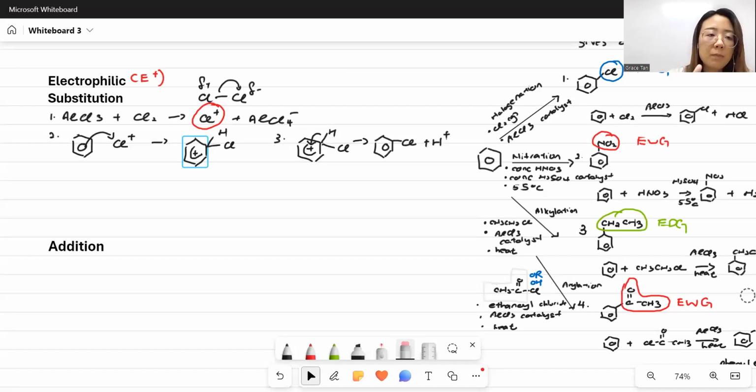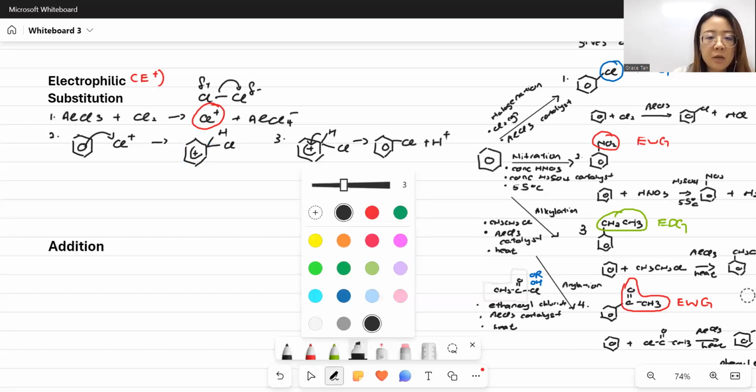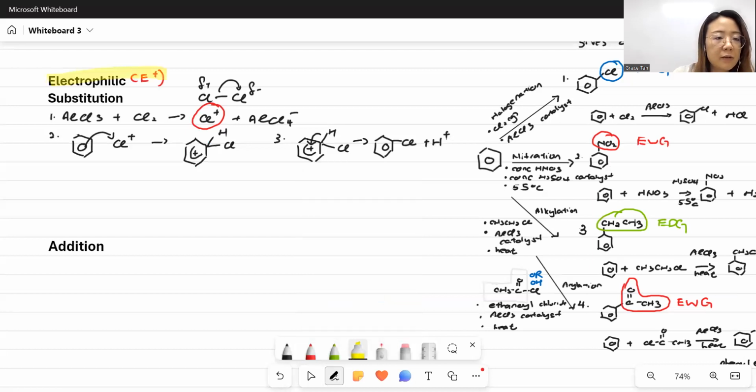So compounds do not like to be unstable. They like to maintain the stability. Hence, they like to keep the 3 pi bonds inside the ring. So that's why the third step has to reform the third pi bond. So there are a total of 3 steps involved in the electrophilic substitution mechanism. So this is electrophilic substitution, but I'm using halogenation as an example.